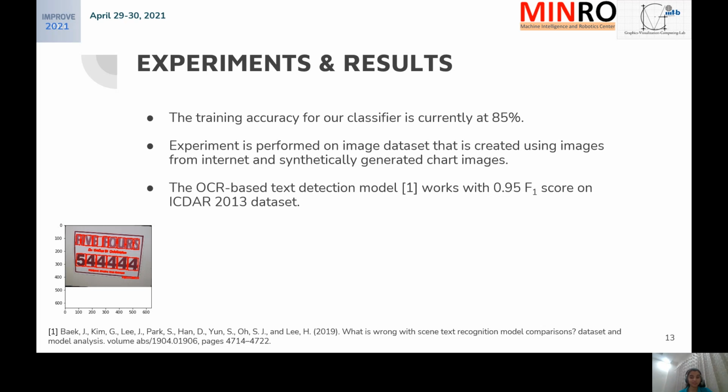For training and testing the classification, we prepared the dataset using images of various bar charts with horizontal and vertical orientations. The training dataset includes images of simple, grouped, and stacked bars in both vertical and horizontal orientation, as well as histogram images. Our classifier has shown 85% accuracy, and our text recognition model works with 0.95 F1 score on ICDAR 2013 dataset.